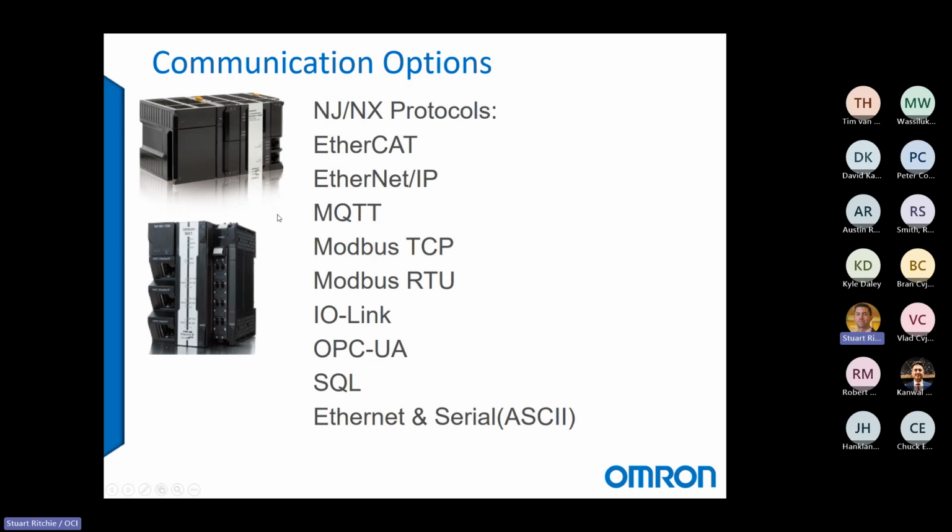Now the NJ and NX all support these. Some of them are certain models. So the NX1P2, for example, the shoebox PLC, can't do OPC-UA or SQL. Okay, so EtherCAT, Ethernet IP, everything out of the box. MQTT function block libraries are on our website. Same for Modbus TCP, function block libraries built into Sysmac. Modbus RTU, same thing. IO link, we'll need an actual card to do IO link. OPC-UA and SQL are on certain models.